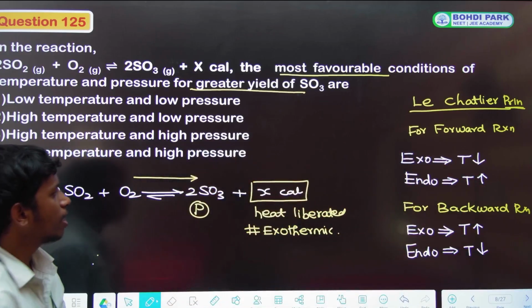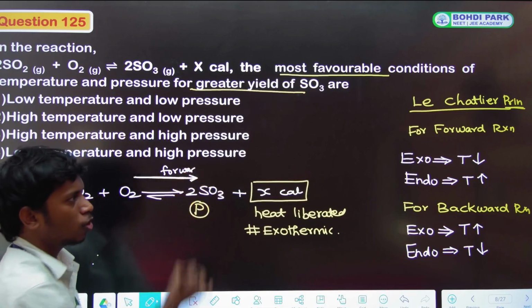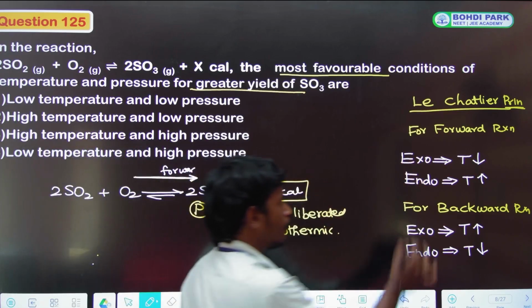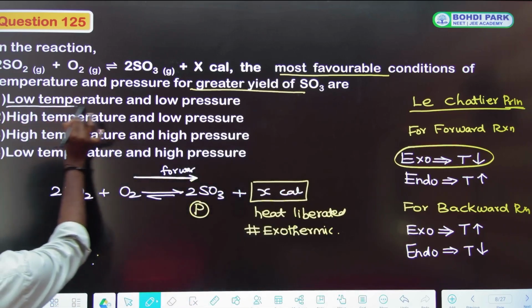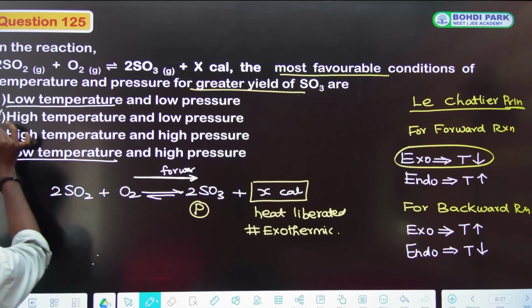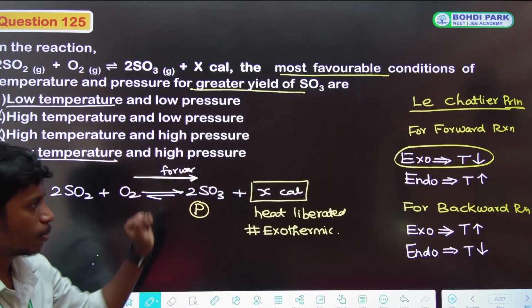Okay, நமக்கு என்ன தேவை? நமக்கு forward reaction நடக்கணும். So என்ன பண்ணனும்னா, it's an exothermic reaction. அப்ப temperature decrease பண்ணணும். We have to go with low temperature. So option 2 and option 4 are wrong. Okay, அடுத்து pressure நான் calculate பண்ண போறேன்.